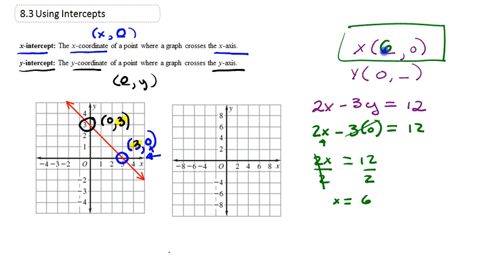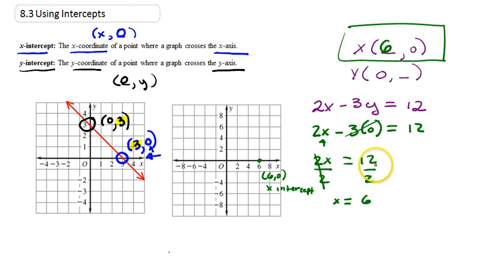So I know that the point on my line where it's going to cross the x-axis is at negative 6. So there it is right there. This is the point negative 6, 0. So that would be called my x-intercept.